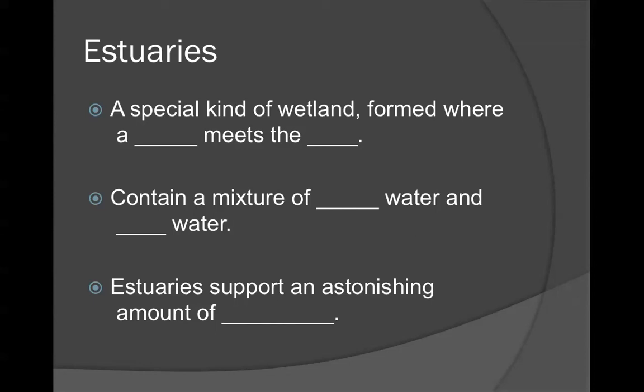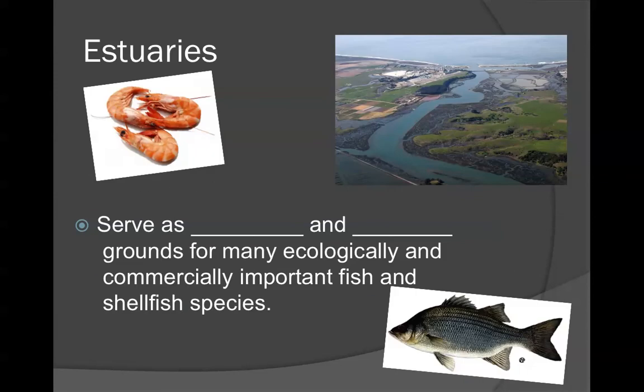Estuaries. An estuary is a special kind of wetland, and it's formed where a river meets a sea. It contains a mixture of fresh water and salt water, and they support an astonishing amount of biomass. So estuaries are actually really important for us. They serve as spawning and nursery grounds for many ecologically and commercially important fish and also shellfish species. So this is where we do a lot of our commercial fishing.